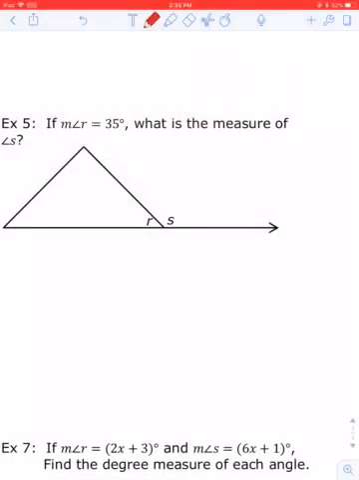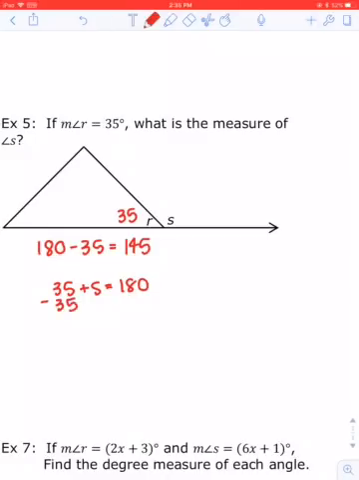So what that means for you in algebra is that, for example, if I know measure of angle R is 35, then I could do 180 minus 35 equals the measure of angle S, which is 145. What you're doing algebraically is 35 plus S equals 180. Subtracting 35 from each side to isolate your variable, S equals 145.